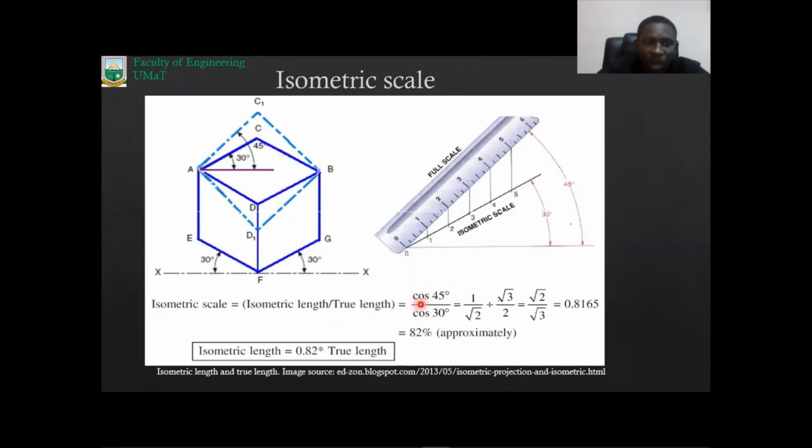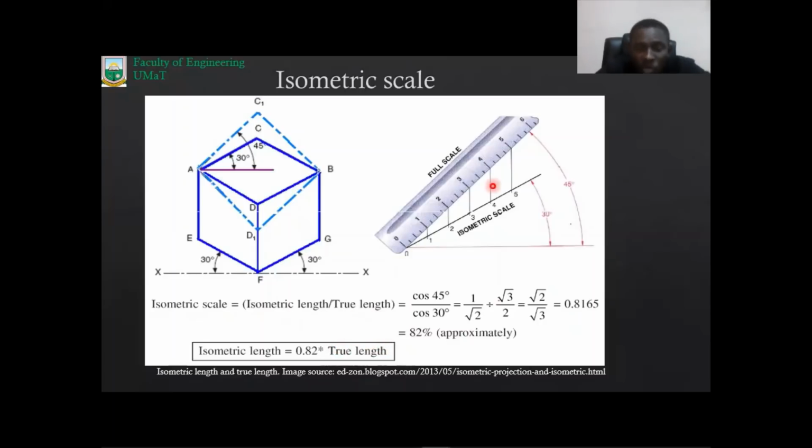So let's do our math. We simplify the adjacent components of both lines, this one and then this one. Find the adjacent components, and it gives us cos 45 over cos 30. This gives us a ratio of about 0.82. So anytime you have an isometric length, it is equal to 0.82 times the true length.